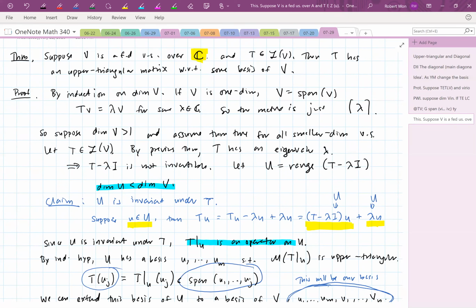But it's maybe more important to remember the result, which is as long as you're over the complex numbers, you can always choose a basis such that the matrix of a linear operator is upper triangular, which is a highly non-obvious fact as well.